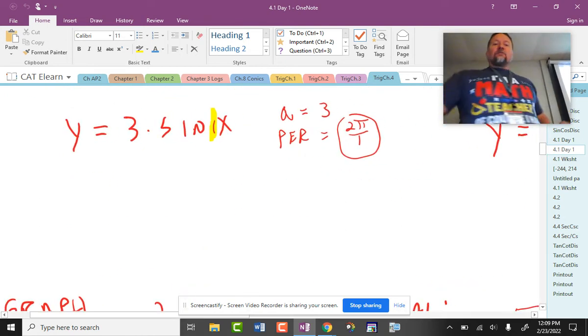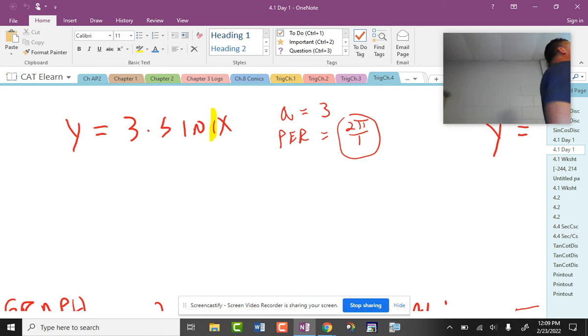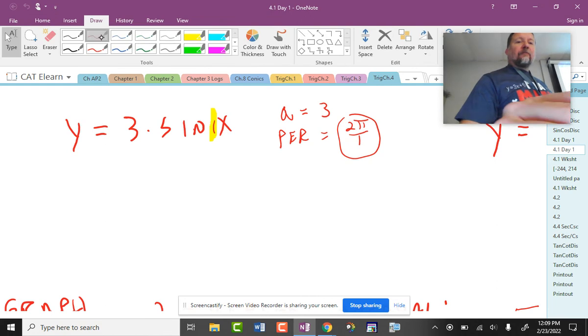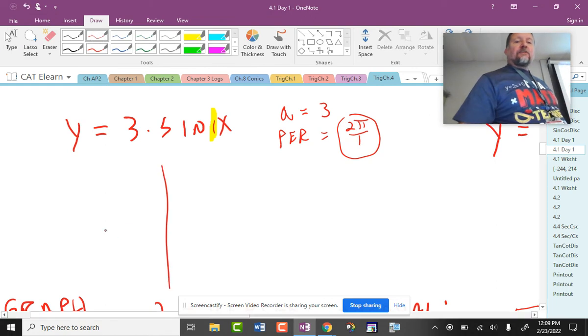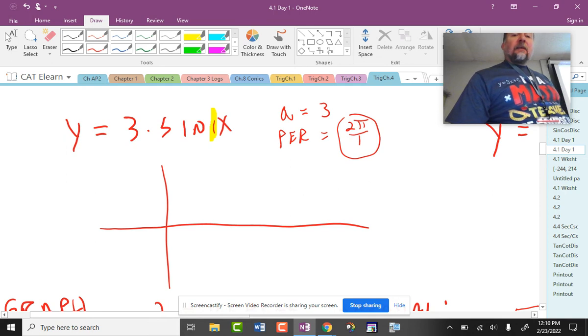Okay, so here's what we're going to do. On your worksheet that I just gave you today, I'm having you graph two periods. But if I gave you a book assignment, they often just say graph one period of this, which usually means just graph to the right of the y-axis. So if it just said 3 sine x, b is 1, 2 pi over 1 is the period. This is where the sine function will end.